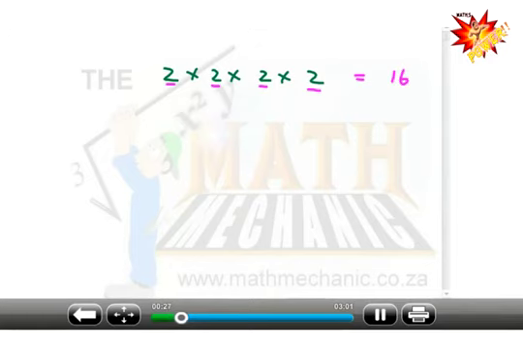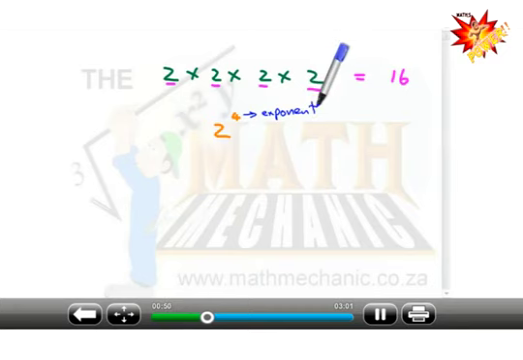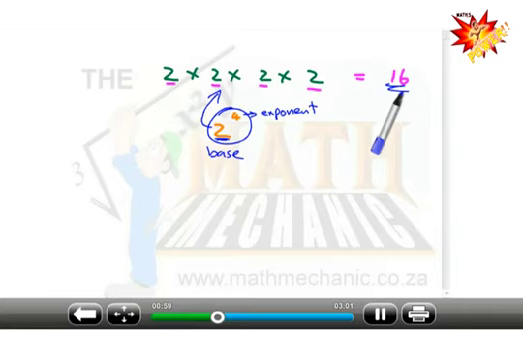However, exponents give us an easier way to get to the same answer with a much shorter writing notation. And what we do then is take the 2 that was multiplied, and the number of times it appears in the multiplication gets written in the top right hand corner. Now that number in the top right hand corner is known as an exponent, and the number that was multiplied is called the base number, and that means exactly that, and the answer is still 16.